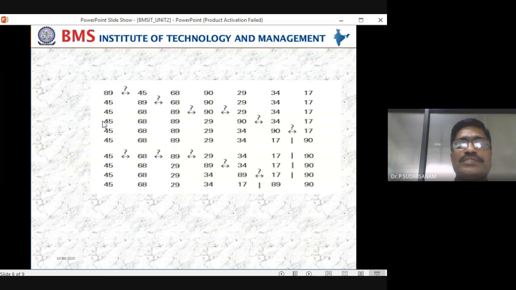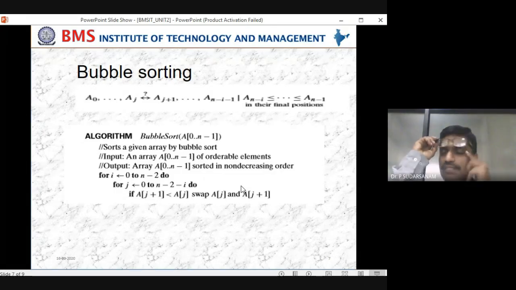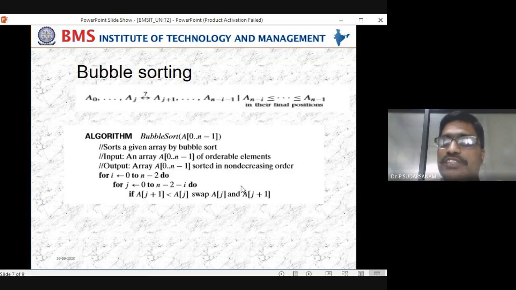Now i value will become 0, 1, 2. When you have 2 here, j plus 1 means this one: 90 is less than 89, the condition will become false, it will not do any operations. Next i value will be incremented, that is 0, 1, 2, 3. When you are at 3, 29 is less than 90, yes, the condition is true, swap. Here also A of j plus 1 less than A of j, swap A of j and j plus 1. You know how to swap the values: for example, if you have one glass of coffee and one glass of tea and want to interchange them, you have to take one empty glass.